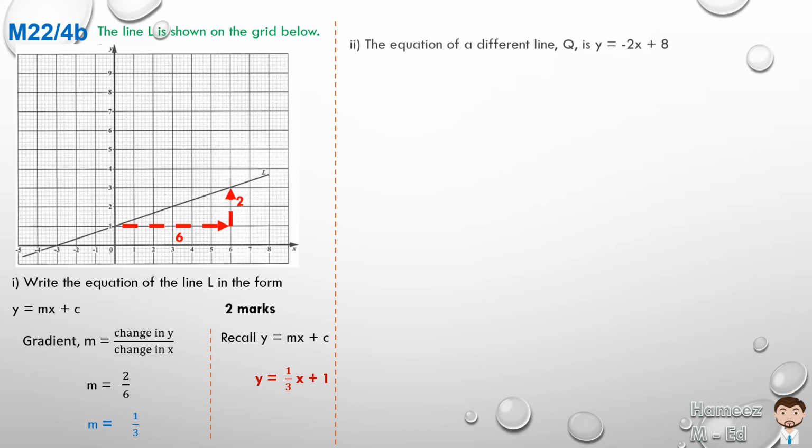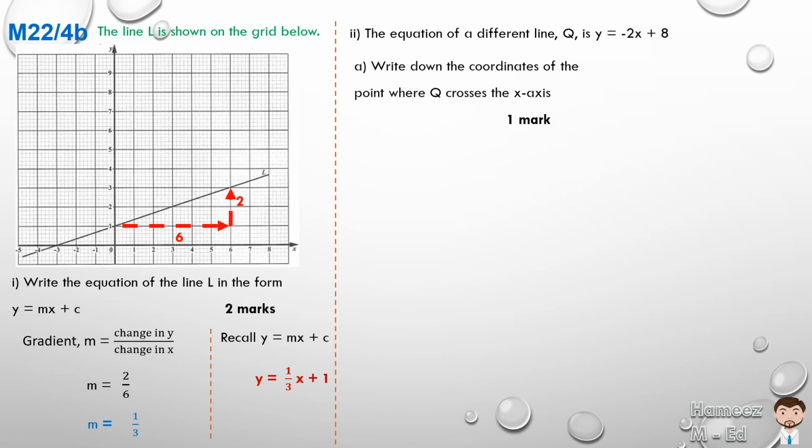Part 2. The equation of a different line Q is y is equal to minus 2x plus 8. Part A, write down the coordinates of the point where Q crosses the x-axis. So let's write the equation that they give us, y is equal to minus 2x plus 8. And when it crosses the x-axis, that means the y value is 0. So we can substitute that. 0 is equal to minus 2x plus 8.